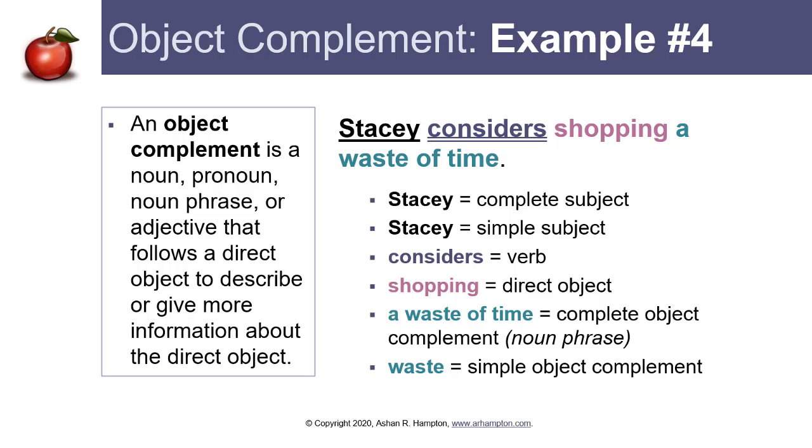Remember, noun clauses are a group of words that act as a noun. So a waste of time is acting as one solid noun, actually. But waste is the simple object complement. Of time is a prepositional phrase when you break the sentence parts down. And remember, we don't find complements within prepositional phrases. So this is why shopping is a direct object. Waste is the simple object complement.